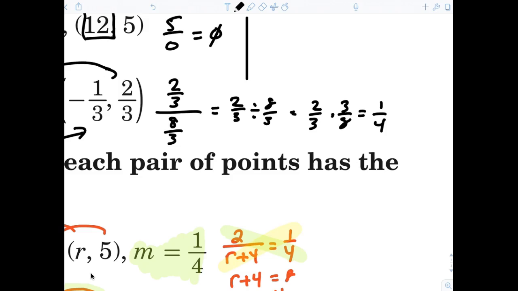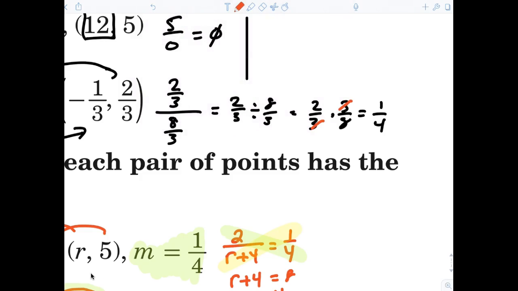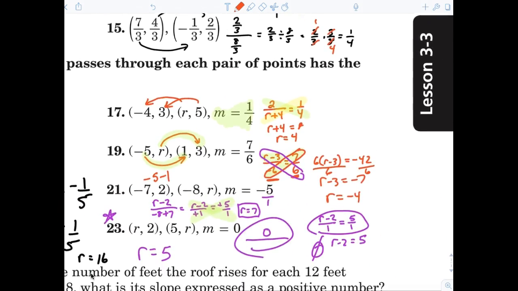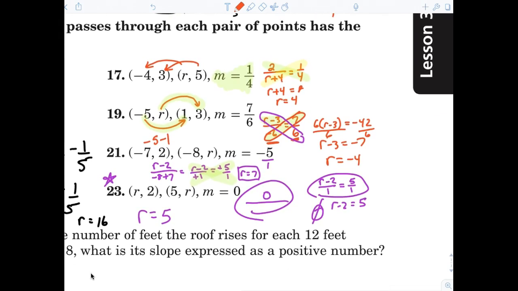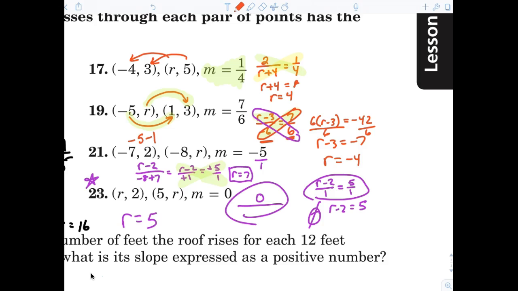Now, again, I shouldn't have to reduce fractions for you, right? 3's cancel. That's a 1 and that's a 4. 1 times 1 is 1, and 1 times 4 is 4. Now, let's see how you did on finding the x or finding the y.